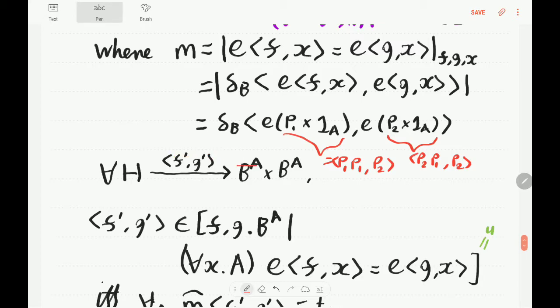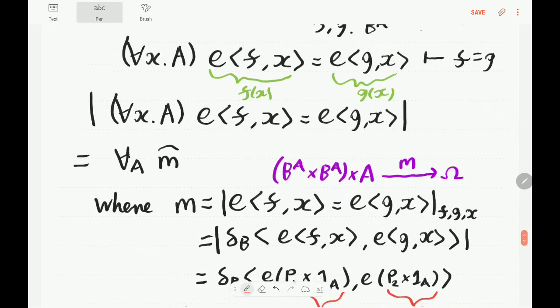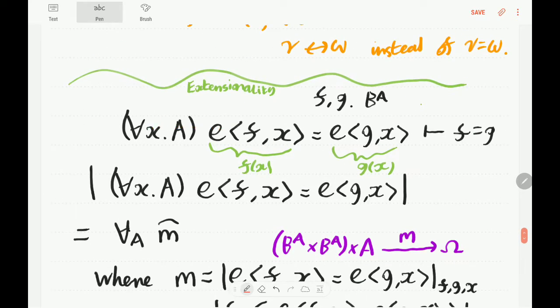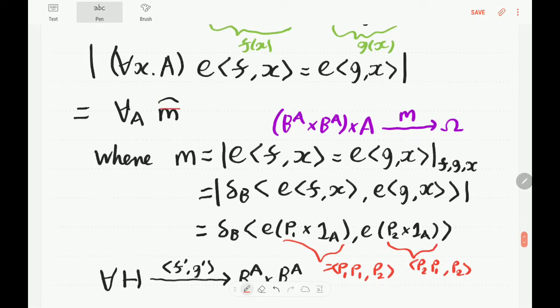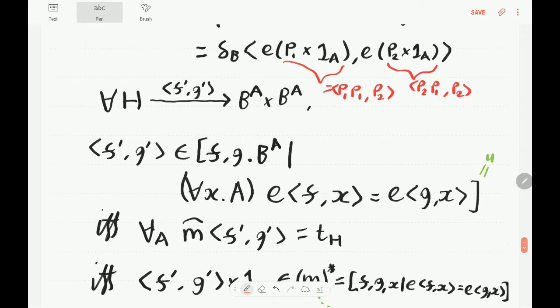Okay then, let's suppose we have a generalized element of b^a times b^a, and we call it f dash comma g dash, and we ask ourselves, when is f dash comma g dash in the extension of this? And that's going to happen precisely when doing this interpretation of it, for all a m transpose, on f dash comma g dash gives true.